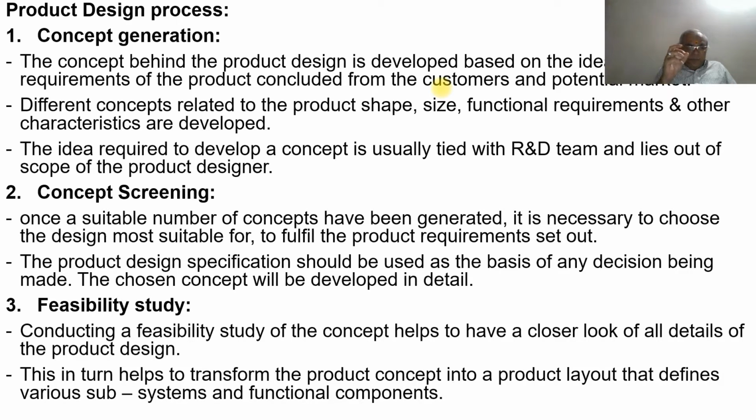And then point number 2: different concepts related to the product shape, size, functional requirements, and other characteristics are developed. Once we have the product shape and size, what is the functional requirement? This is a particular phase that is included in the product design process.